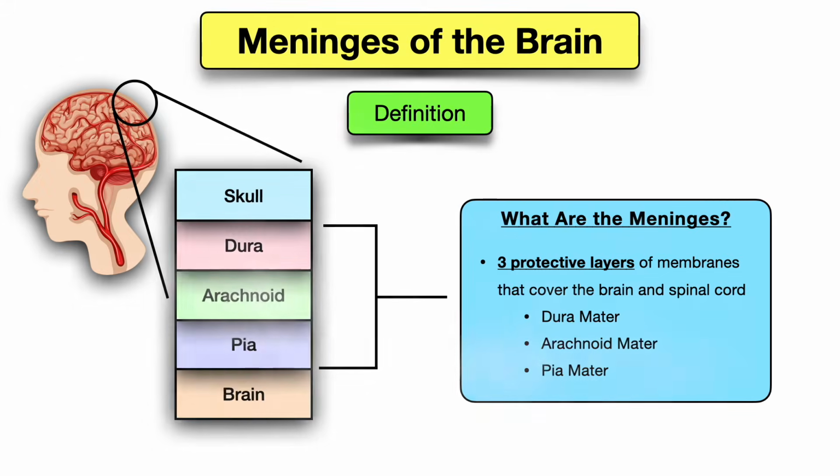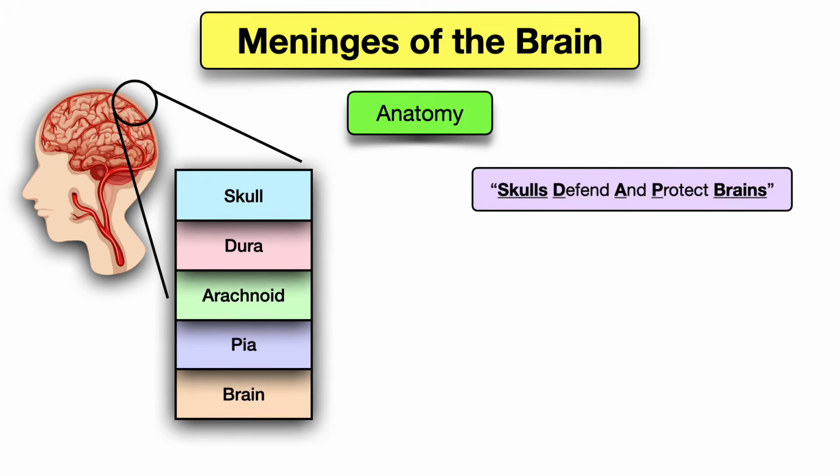So what are the meninges? The meninges are three protective layers of membranes that cover the brain and spinal cord. The three layers include the dura mater, arachnoid mater, and pia mater. Now what's a simple way to remember these layers? You can use the following memory trick.